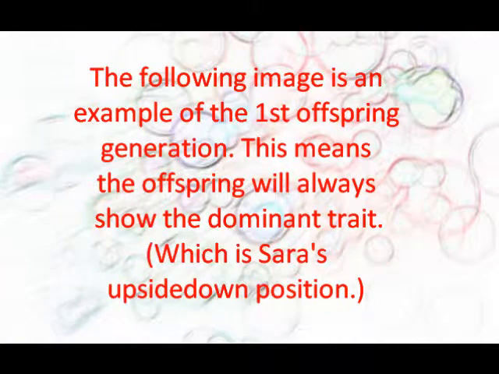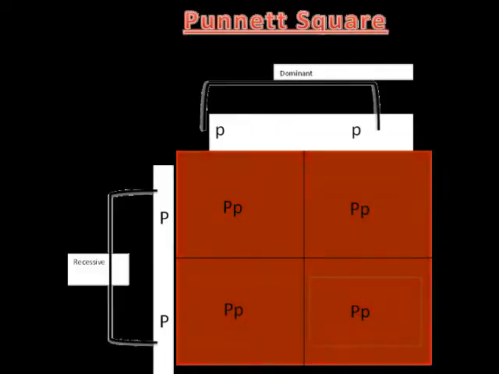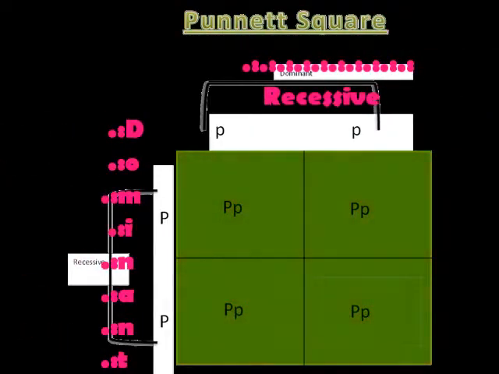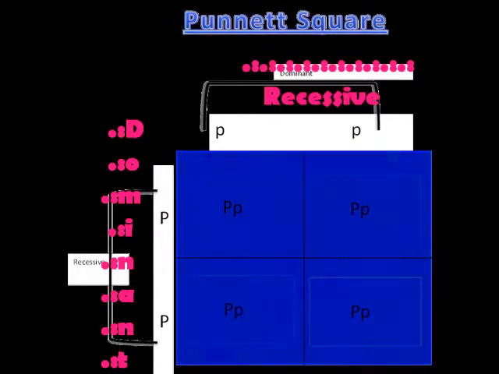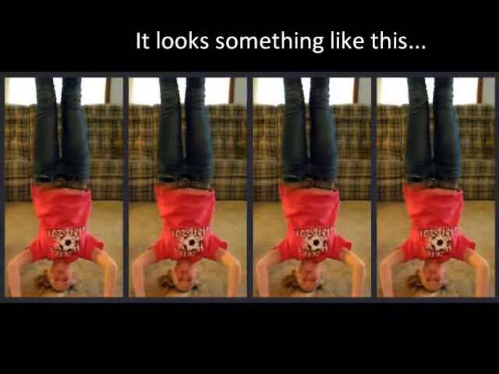The following image is an example of the first offspring generation. This means the offspring will always show the dominant trait, which is Sarah's upside-down position. This is an example of two true breeding traits. When they are bred together, only the dominant trait will show in the offspring. It looks something like this.